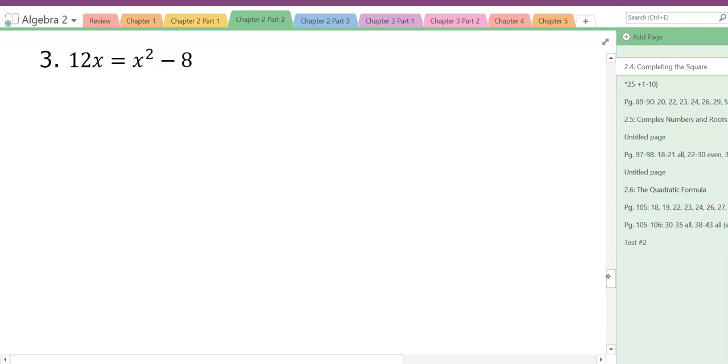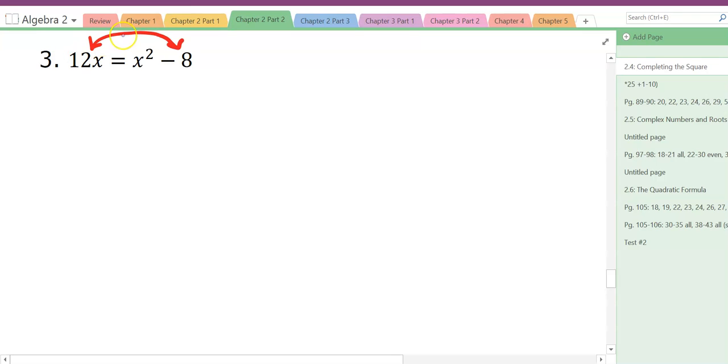So right now I have 12x equals x squared minus 8. I want to basically switch. What I'm going to do is keep my x squared term positive. So I'm going to take my 12x and my negative 8, and I want them to switch places. I basically just want to flip them around. But I'm also going to write it backwards because I like my x squared to come first.